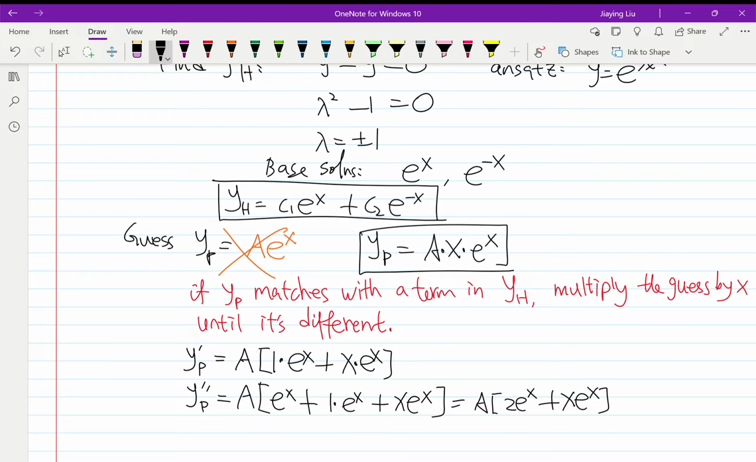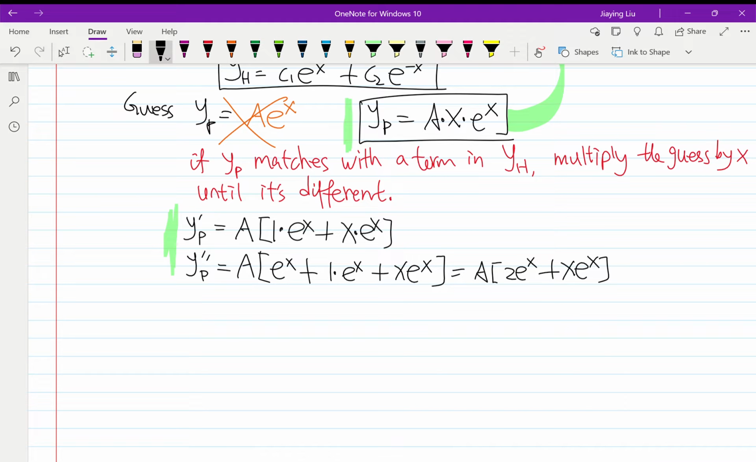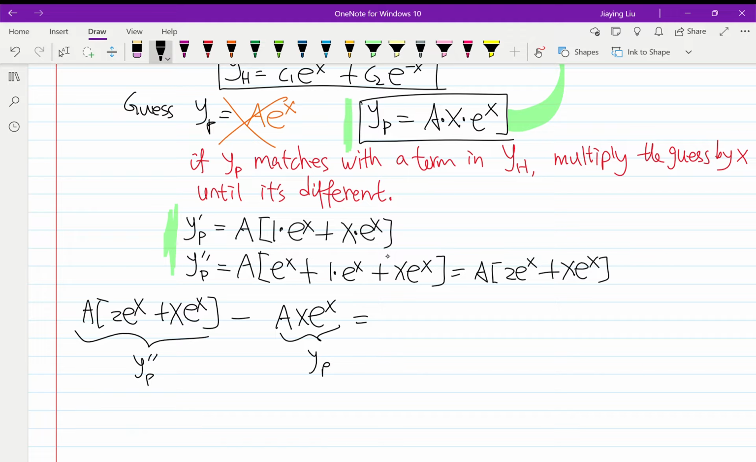And now we're going to take those derivatives and the particular solution and put them into the original differential equation. So that will become a times 2e to the x plus x e to the x, which is the second derivative, and then minus y, so minus a x e to the x, and that's going to equal the right-hand side, e to the x.